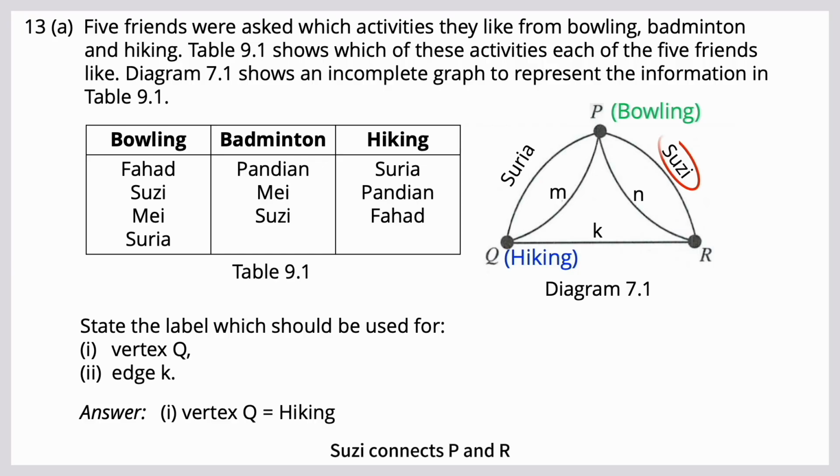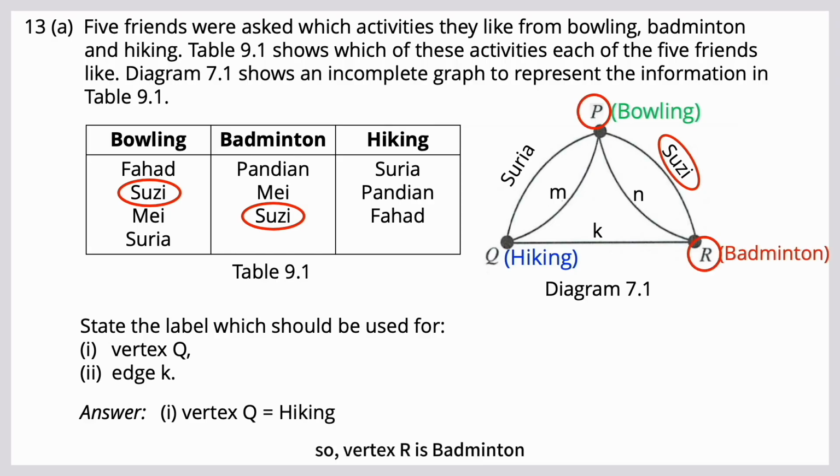Susie connects P and R. Susie likes bowling and badminton. P is bowling. So, vertex R is badminton.